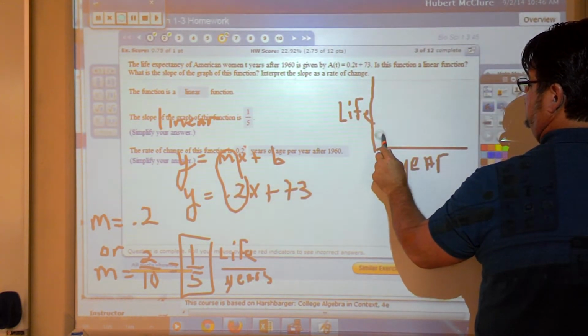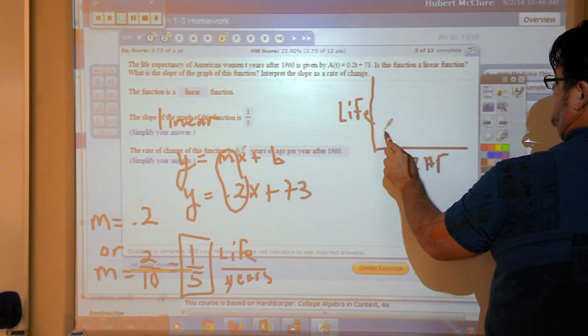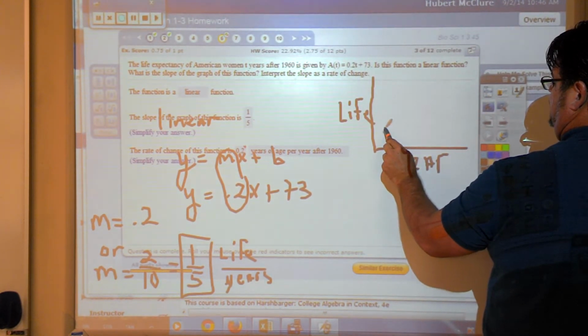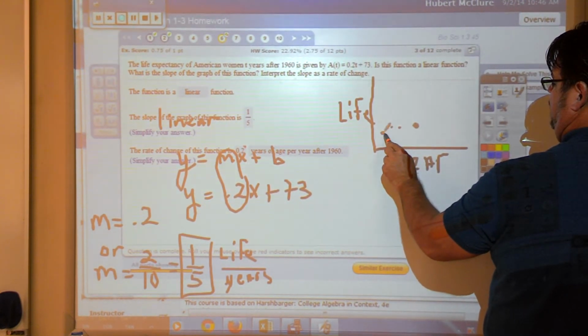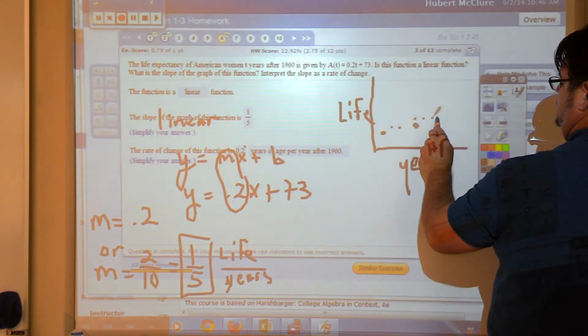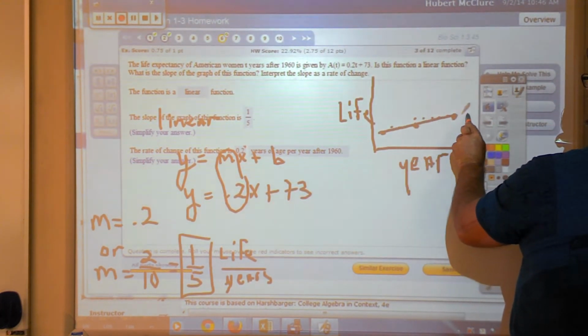So the graph is 0.2, so that means it's going something like 2/10 would be 1 vertically, 1, 2, 3, 4, 5. 1, 2, 3, 4, 5. So it looks something like that.